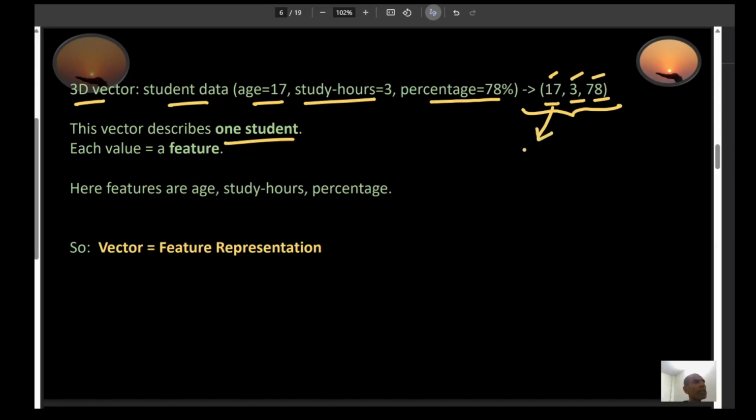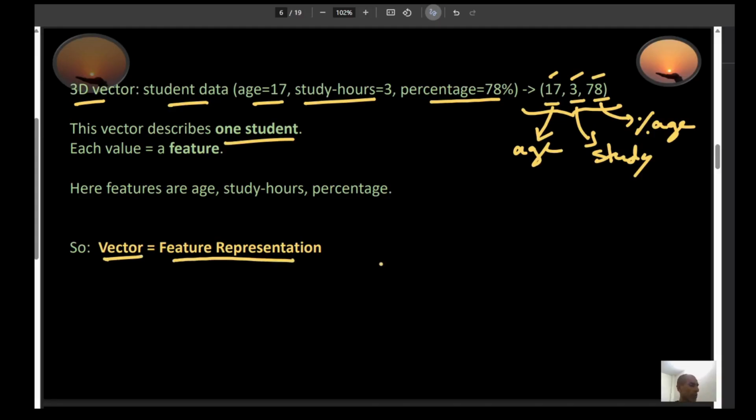I have an age feature. This is my age. Then I have a study hours feature. This is my study hour right here. And then I have a percentage feature. This is my percentage, like how much he scored. So vectors are feature representations.